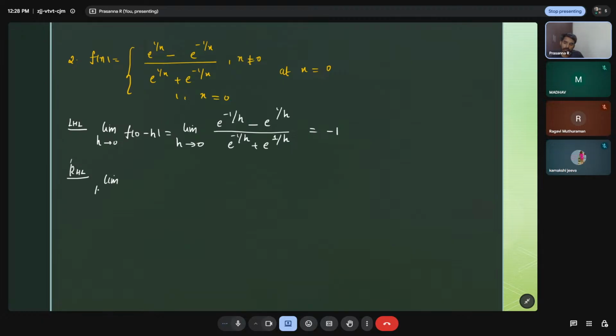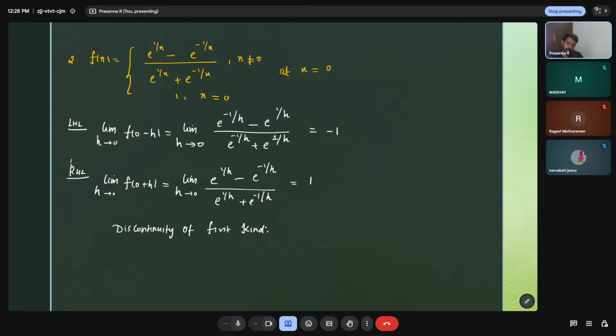So limit h tending to 0, f of 0 plus h, f of h, e power minus 1 by h divided by e power 1 by h plus e power minus 1 by h. This will tend to 0, this will tend to 0, this will tend to infinity by infinity, this will tend to 1. My RHL is 1, so again it is discontinuity of first kind. Discontinuity of first kind, right? Again.